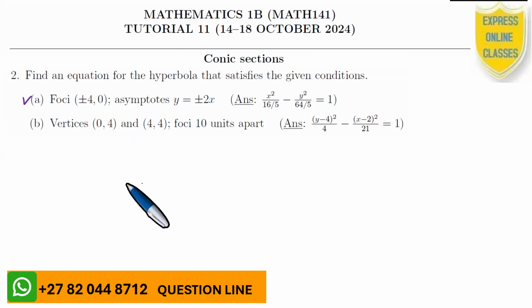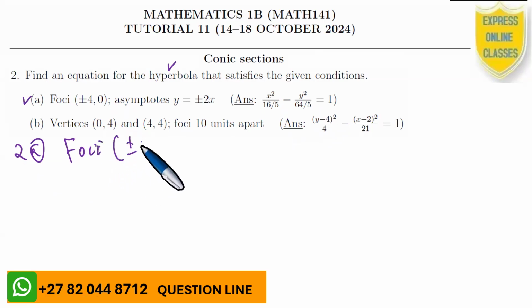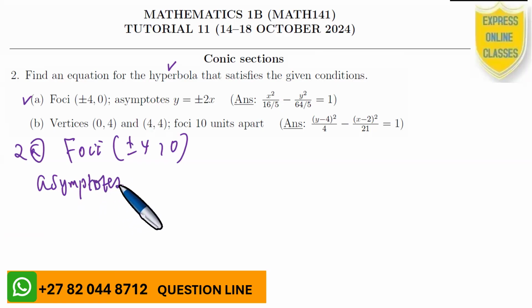2A, find an equation for the parabola that satisfies the given conditions. The foci have been given, and the asymptotes have been given. So we're looking at 2A. The foci are given as plus or minus that, and the asymptotes also have been given. The asymptotes obviously either have a over b or b over a. So which is which?